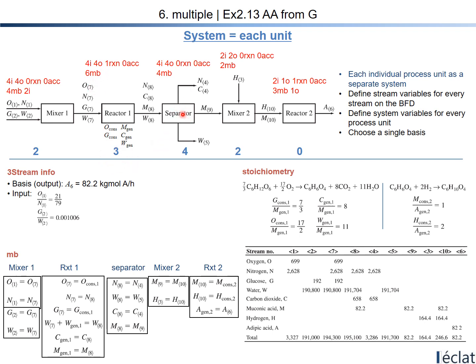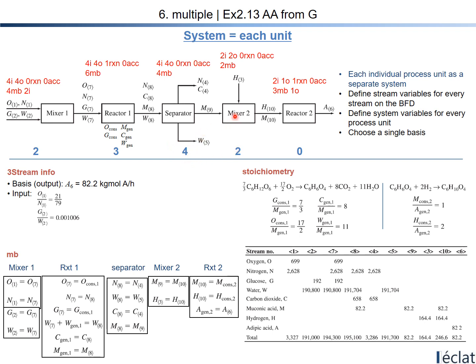And let's go to the third unit. 4 input and 4 output, 0 reaction because this is the separator, and 0 accumulation because it is steady state. And then let's go to the restrict, and we have NCMW. So 4 components for 4 material balance equations. So 8 minus 4 is going to 4.